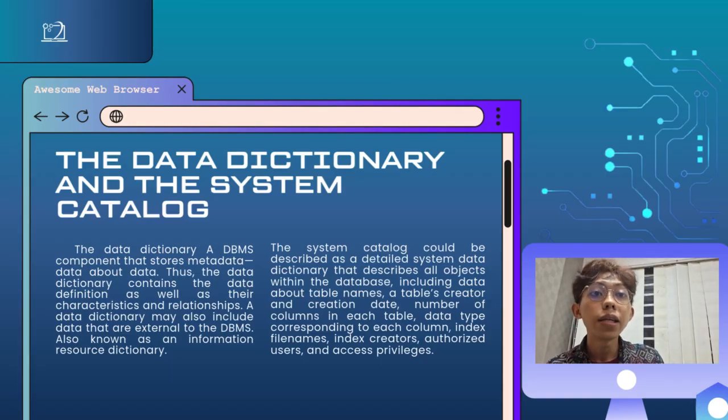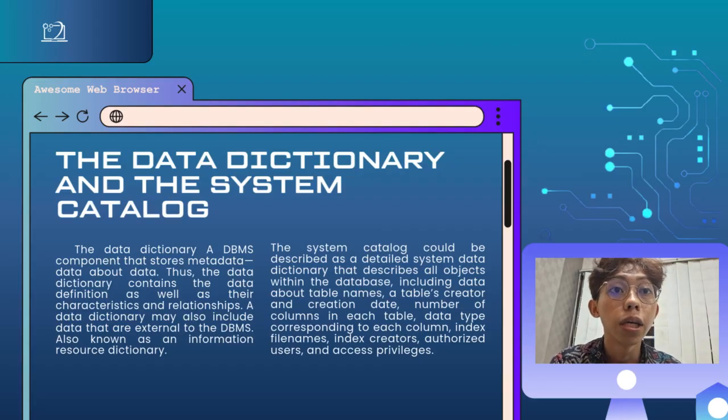This additional information is generated during the database implementation storage. And the data dictionary itself is sometimes described as the database designer's database because it records the design decisions about tables and their structure. Like the data dictionary, the system catalog contains metadata. And the system catalog can be described as a detailed system data dictionary that describes all objects in a database, including data about table names, a table creator and creation date, number of columns in each table, data types corresponding to each column, index file names, index creator, authorized users, and access privileges.